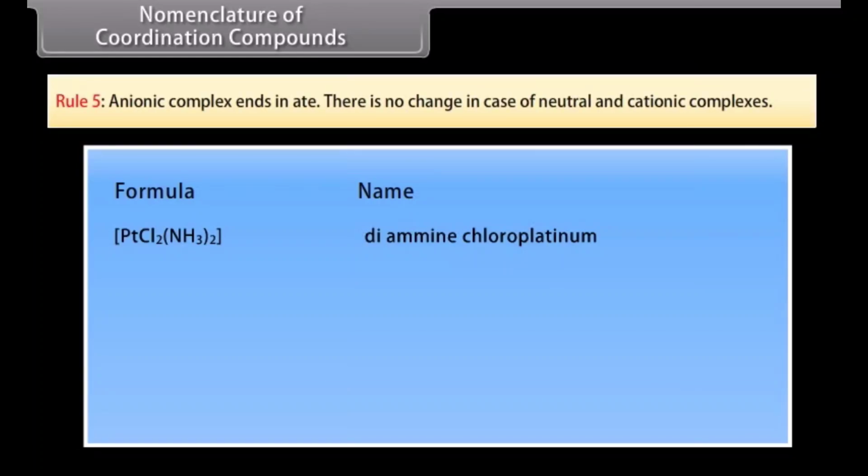Rule 5. Anionic complex ends in ate. There is no change in case of neutral and cationic complexes. Rule 6. The oxidation state of the central metal is indicated by Roman numeral in brackets.